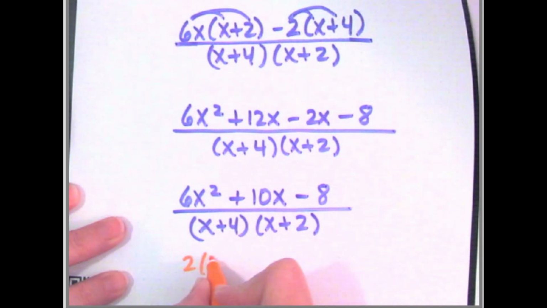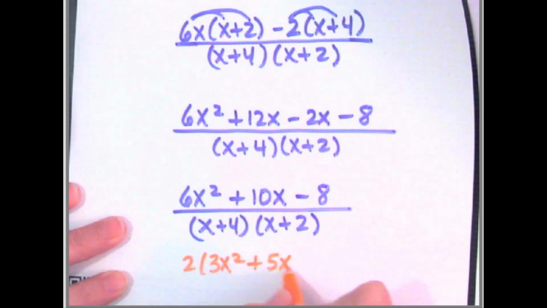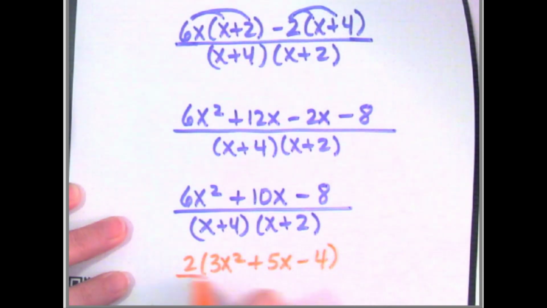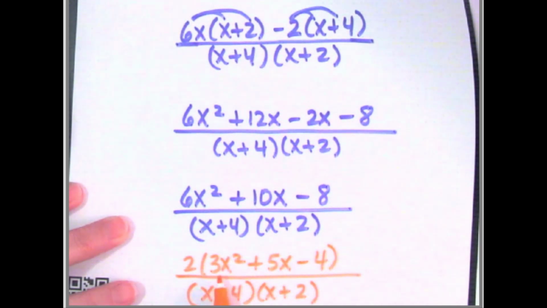So that'll be 6x squared divided by 2 is 3x squared. 10x divided by 2 is 5x. And then negative 8 divided by 2 is negative 4. All over x plus 4, x plus 2. Okay, and then to check that trinomial, that's an AC, so it'd be 3 times negative 4 is negative 12, and there aren't any factors of negative 12 that are going to add up to be 5. So this is as far as we can go.